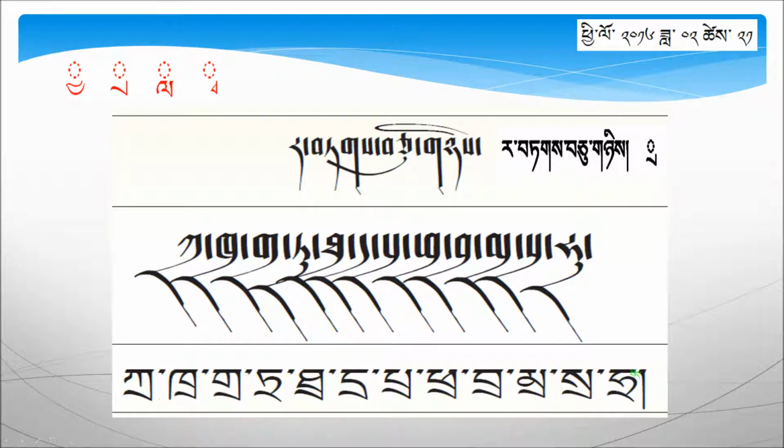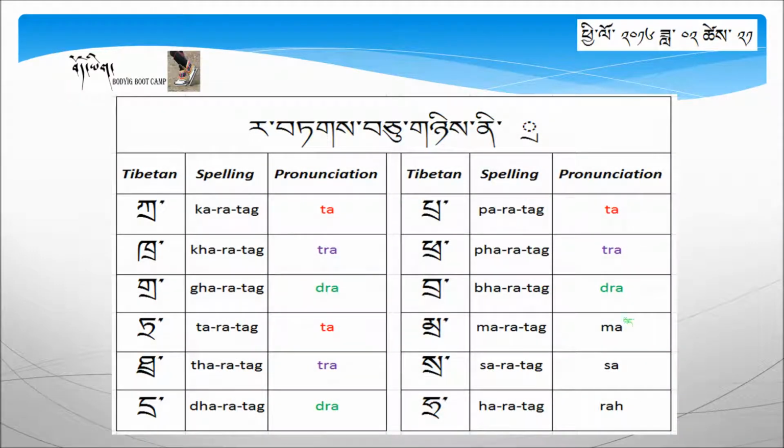And then the same exact thing down here in headed letters, or in uchen, right? So you would read this as karata ta, karata ta, karata ta, tarata ta, tarata ta, tarata ta, parata ta, parata ta, parata ta, marata ma, sarata sa, harata ra. Okay, so now this table should make it a lot easier to memorize and to pronounce.